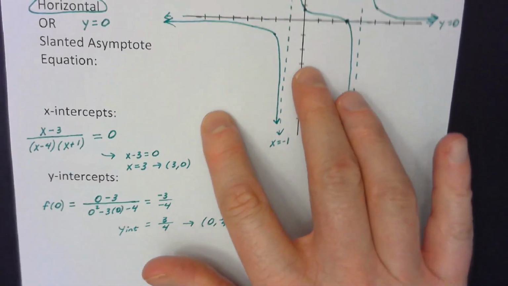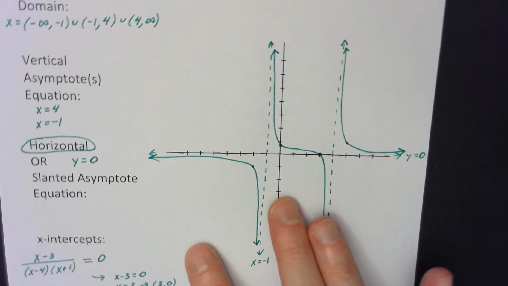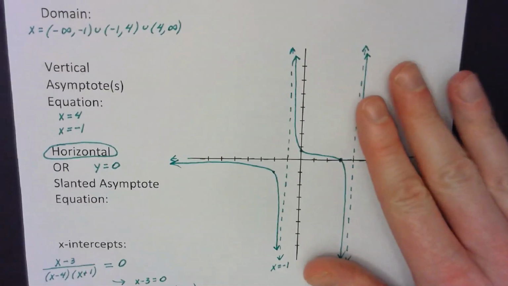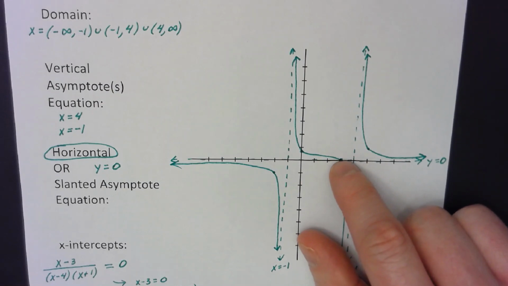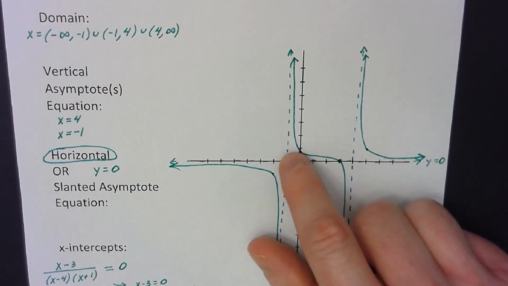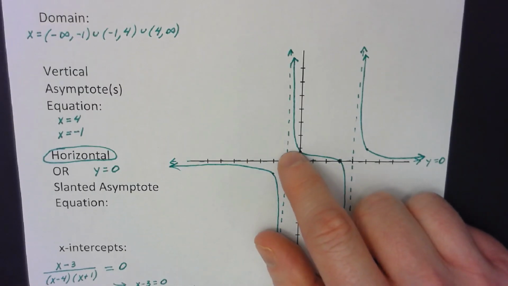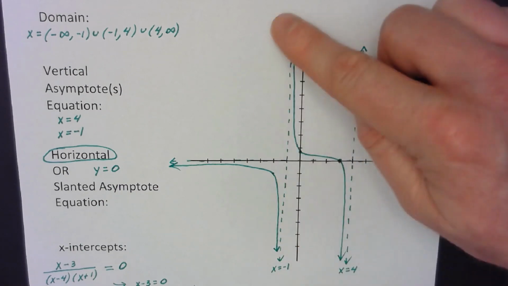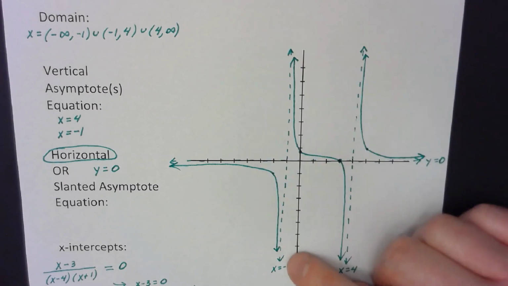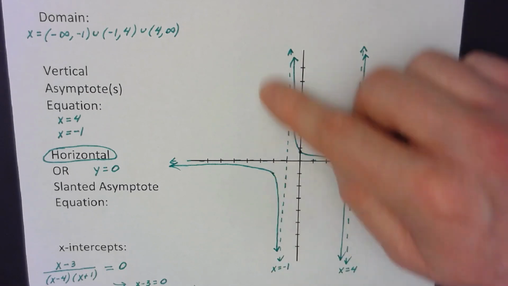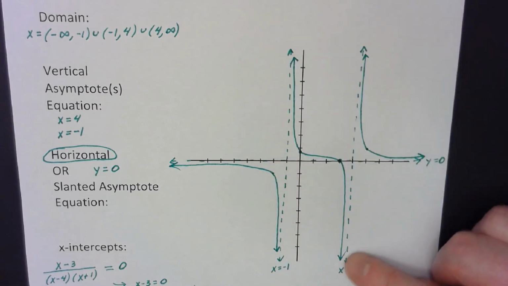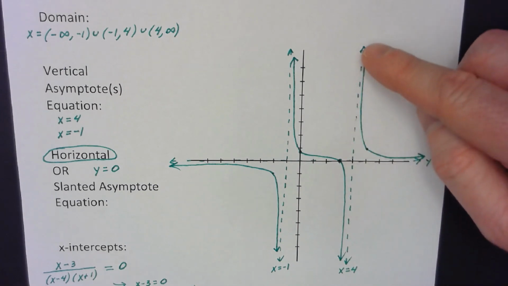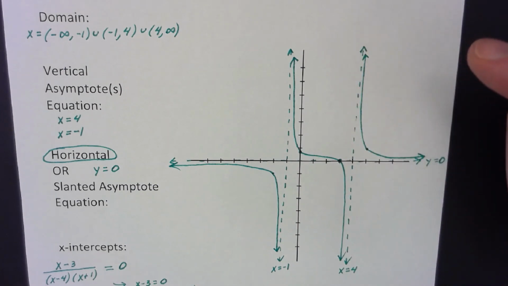Now I go to my graph. I plot both my x-intercept and my y-intercept. My x-intercept at the ordered pair (3, 0). My y-intercept at the ordered pair (0, 3/4). You would also go ahead and plot your vertical asymptotes, a vertical asymptote at x equals negative 1 and a vertical asymptote at x equals 4. Those vertical asymptotes should always be drawn with dashed lines.